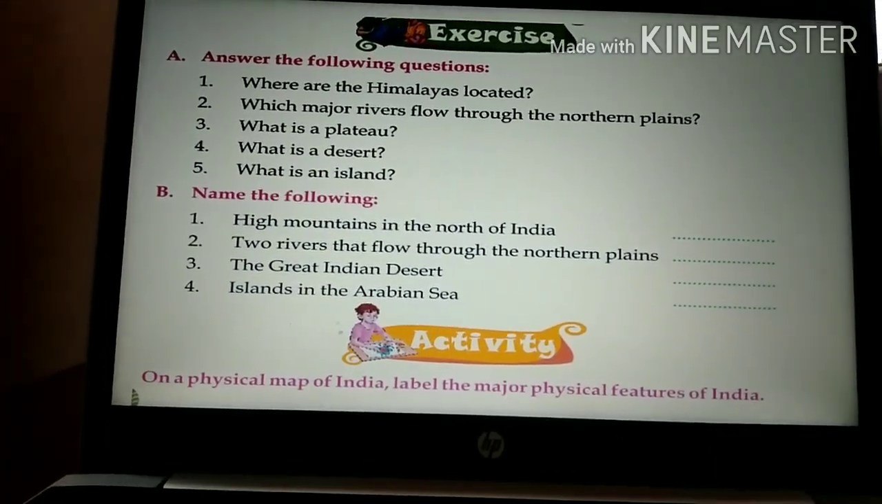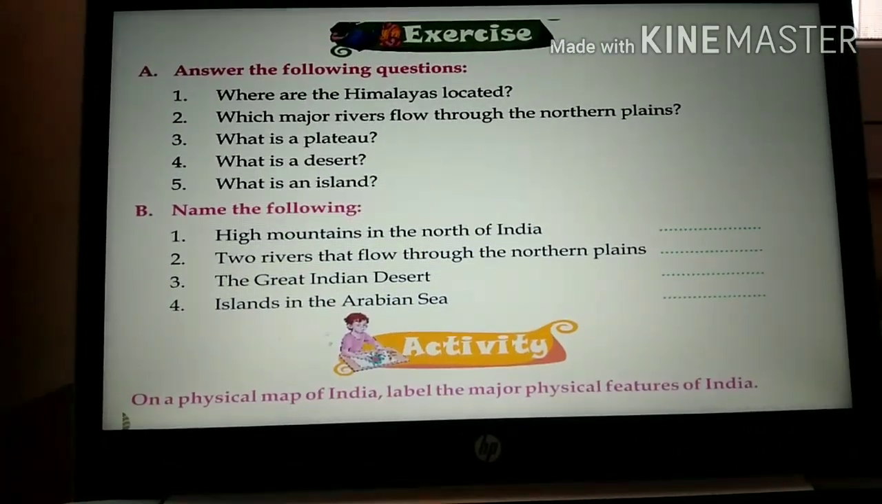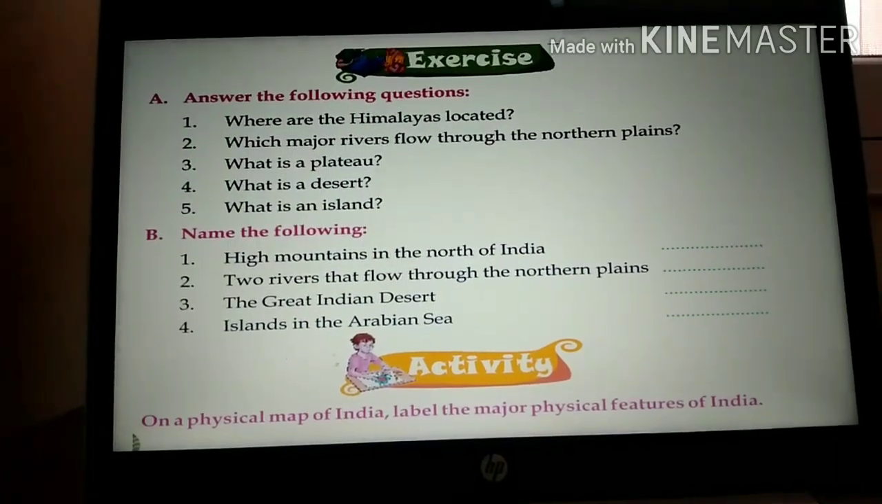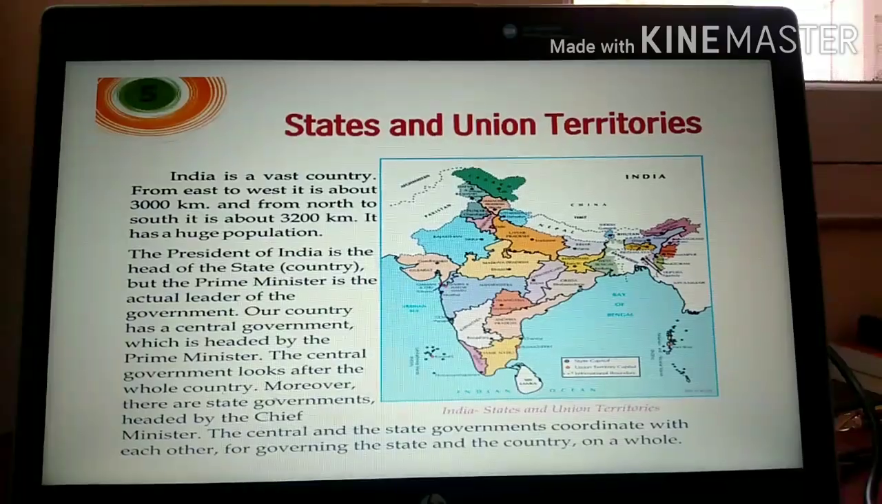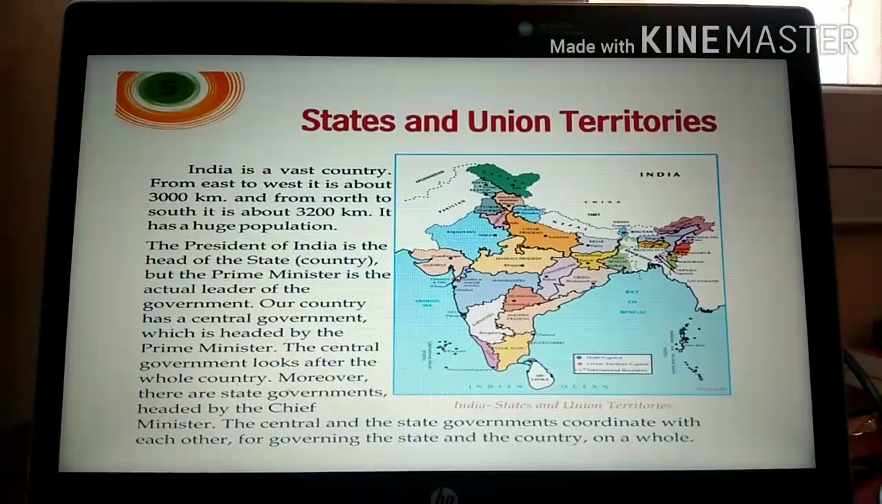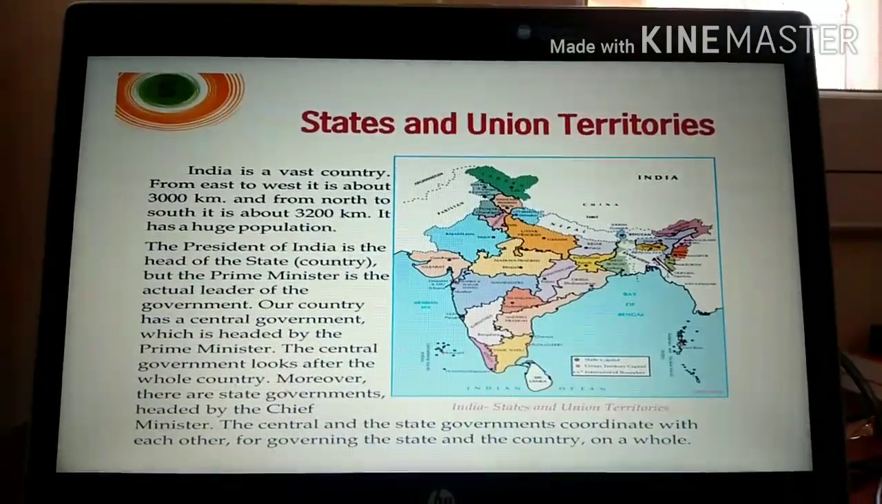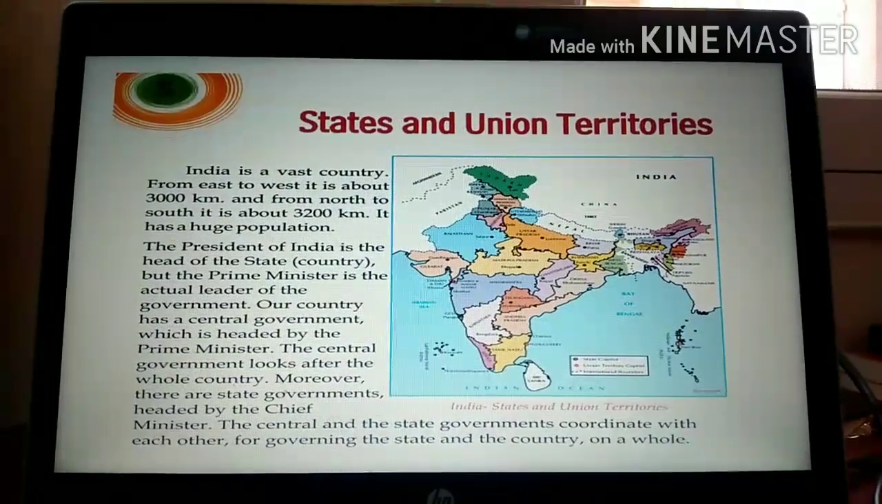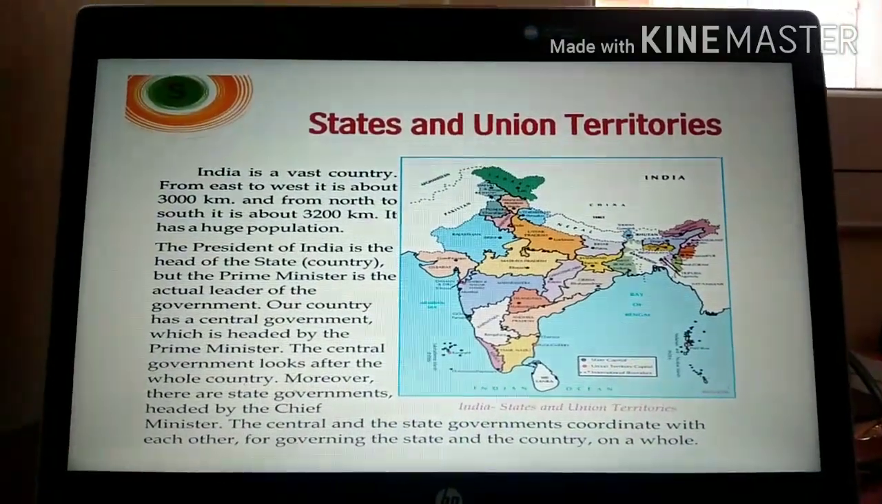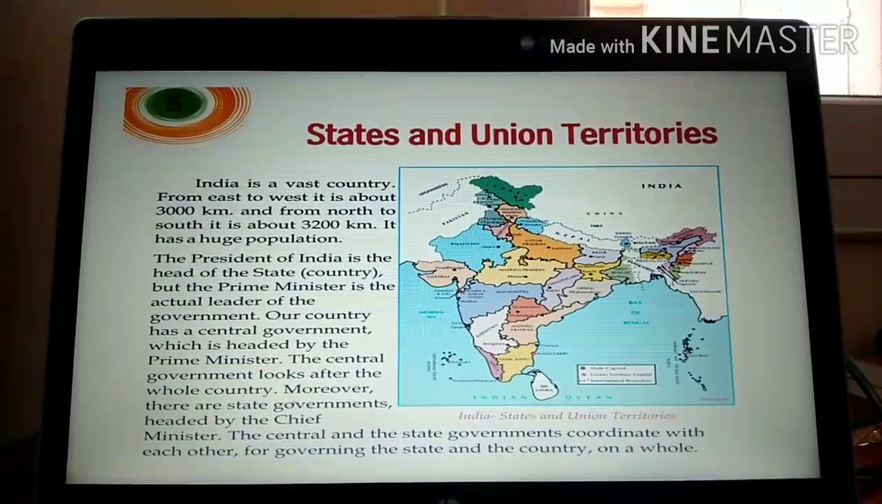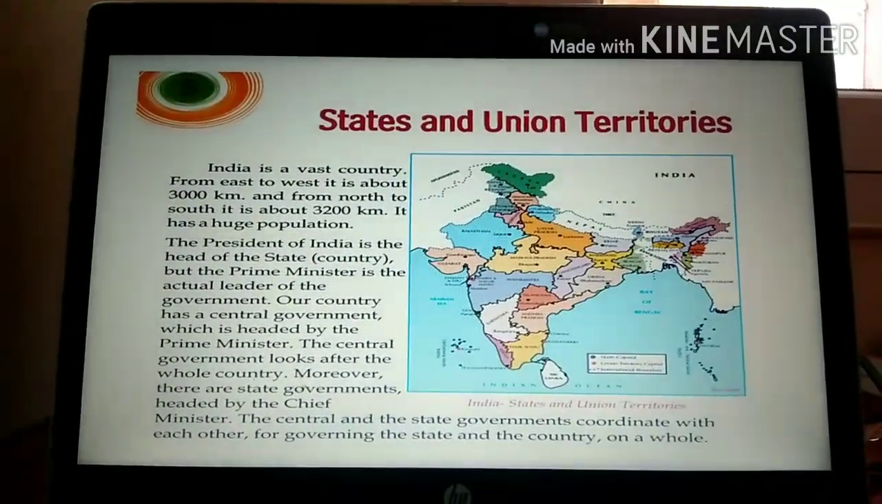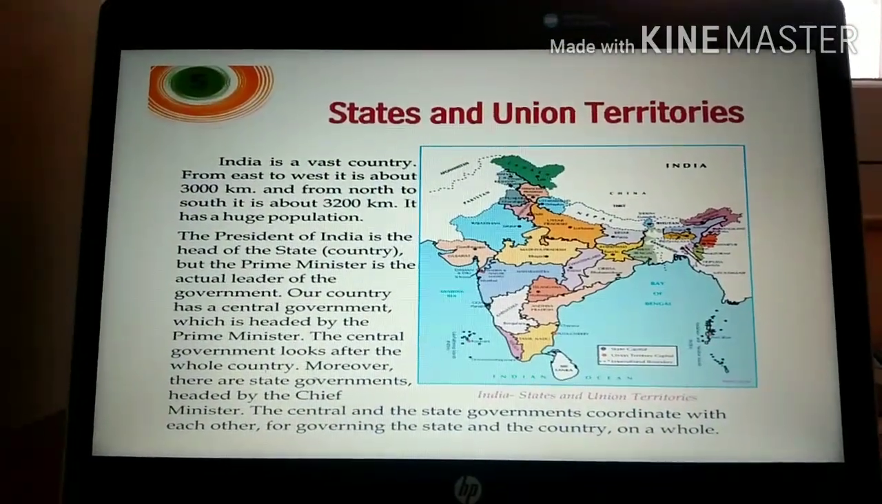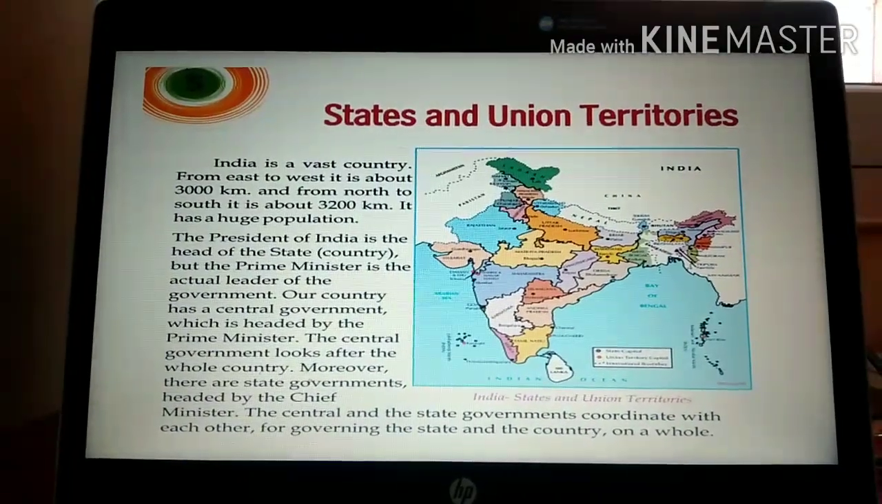Now, I hope the chapter is clear to you, children. Chapter 4 is clear to everybody. Children, let's come to the next chapter, chapter 5, States and Union Territories. As you all know, India is a vast country, a big country. From east to west, it is about 3000 kilometers, and from north to south, it is about 3200 kilometers. It has a huge population.